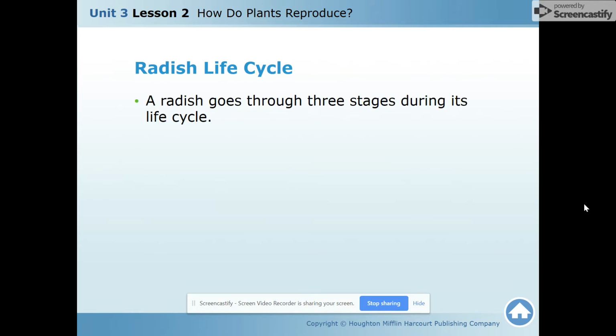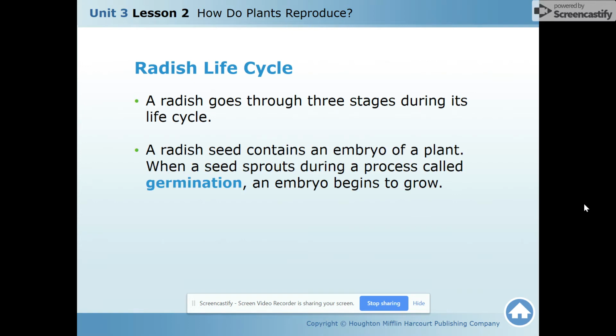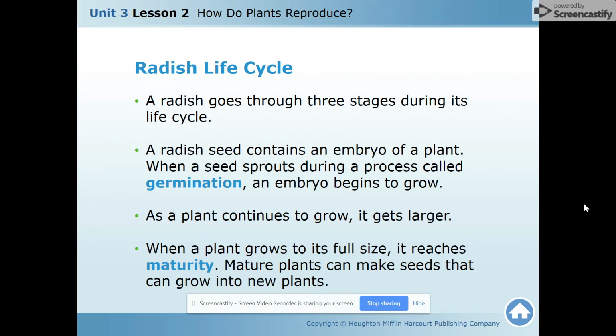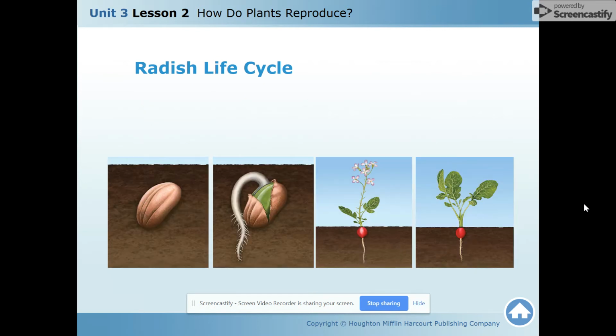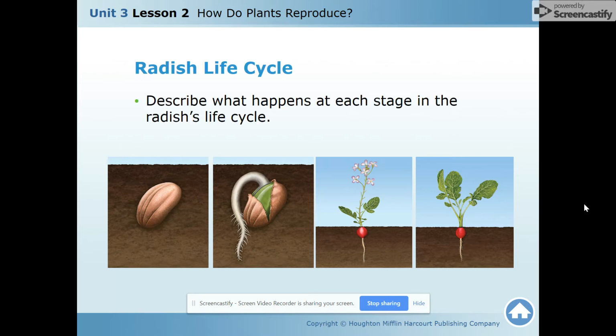Radish life cycle. A radish goes through 3 stages during its life cycle. A radish seed contains an embryo of a plant. When a seed sprouts during a process called germination, an embryo begins to grow. As a plant continues to grow, it gets larger. When a plant grows to its full size, it reaches maturity. Mature plants can make seeds that grow into new plants. And here's the life cycle of a radish.